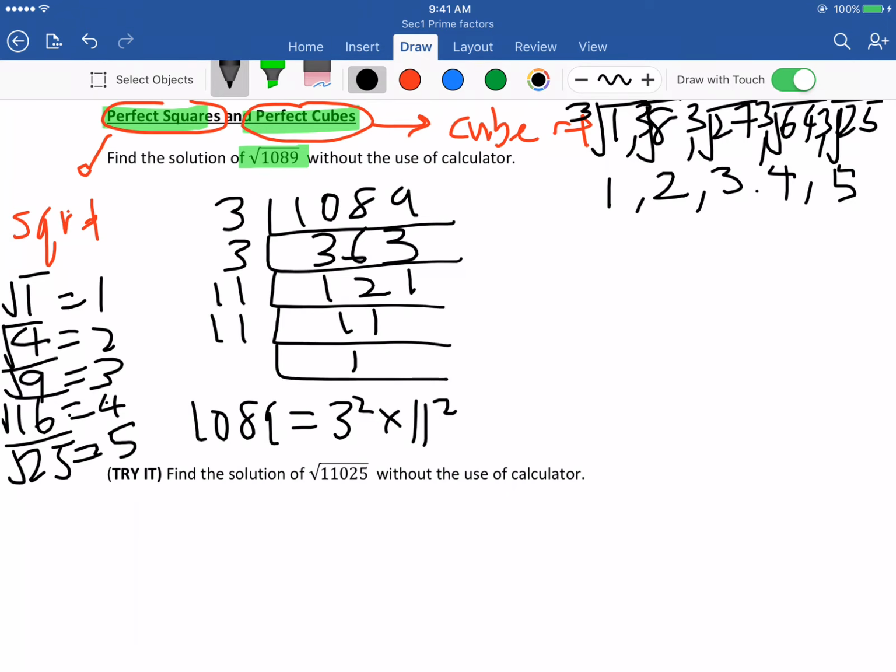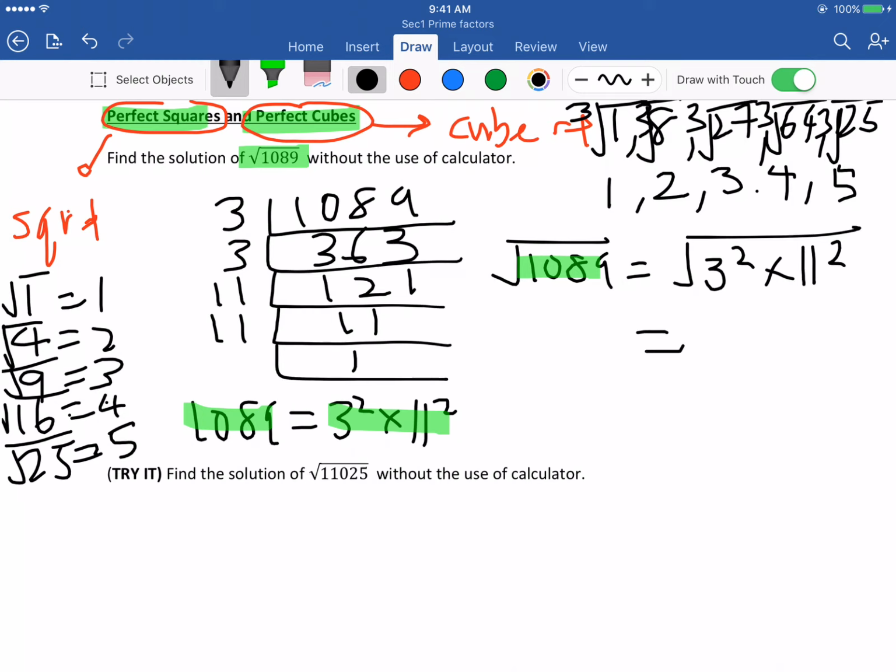So I'm supposed to find the square root of 1089 without using a calculator. This is what you do. We already know that 1089 is 3 squared times 11 to the power of 2. So replace 1089 by 3 squared times 11 squared. Now this is the technique. Every time you square root, you just divide the powers by 2. So the answer will be 3 times 11, which is equal to 33. That's the answer.